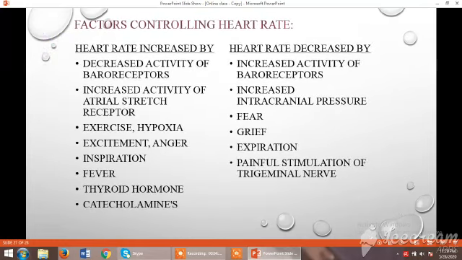Now this is an extra slide I have added. You can go through this: factors controlling heart rate. Heart rate is increased by decreased activity of baroreceptors, and factors decreasing heart rate include increased activity of baroreceptors, and vice versa. Then also heart rate is increased by increased activity of arterial stretch receptors.